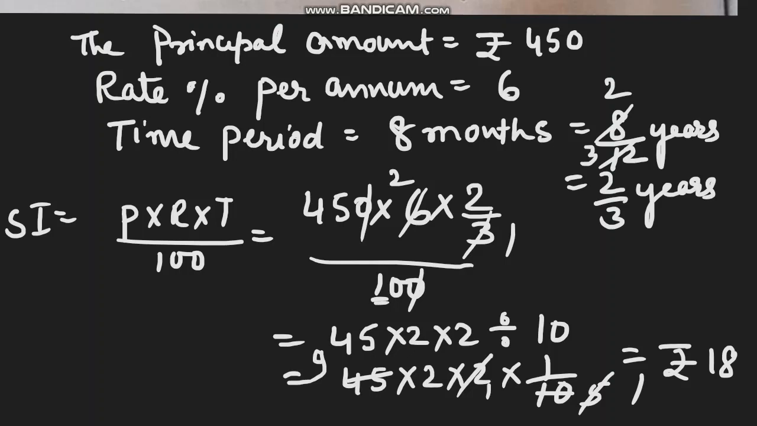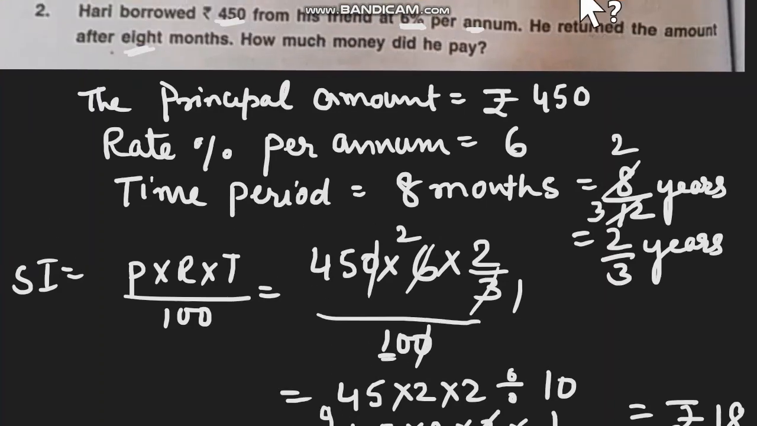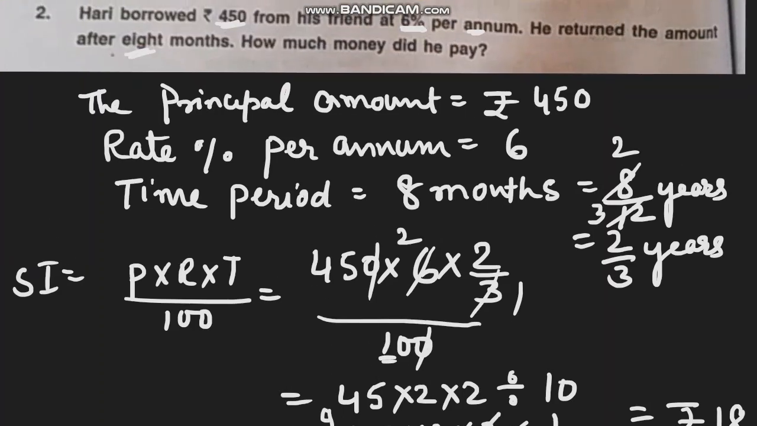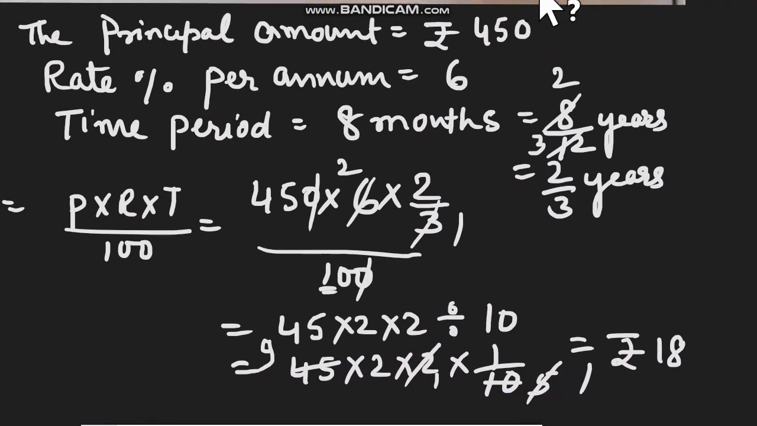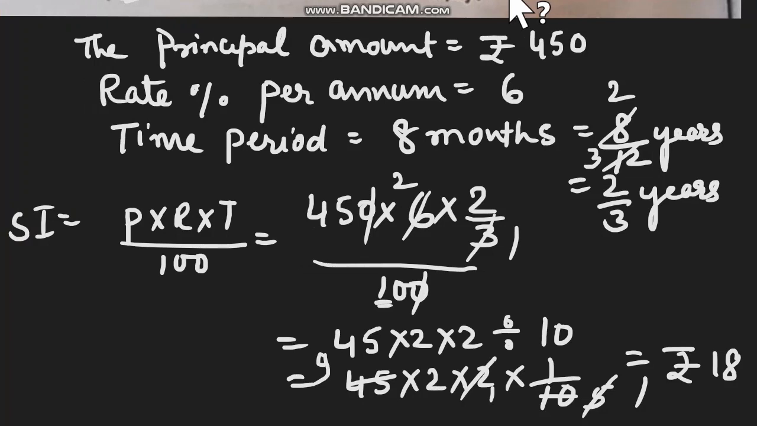So what will be the amount? यहाँ question में amount भी पूछा है, कितना amount pay करेगा. See here, after 8 months, Hari borrowed 450 from his friend at 6% per annum. He returned the amount after 8 months. How much money did he pay? कितना पैसा उसको रिटर्न किया? तो 450 के साथ साथ उसको पे करना होगा रुपीज 18 भी. तो हम लोग क्या करेंगे? अमाउंट निकालेंगे. We will find out the amount. So यहाँ पे निकाल लेते हैं अमाउंट.